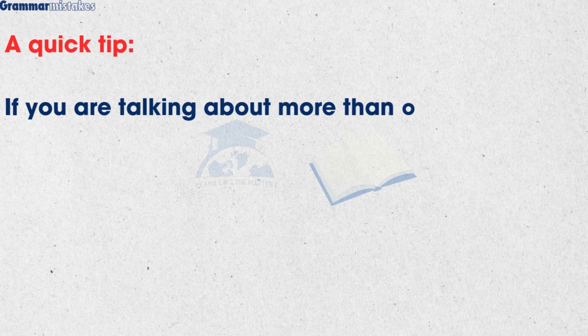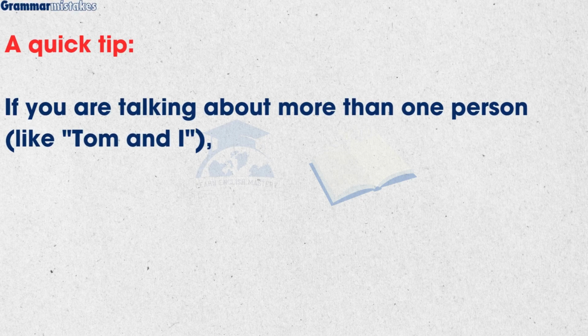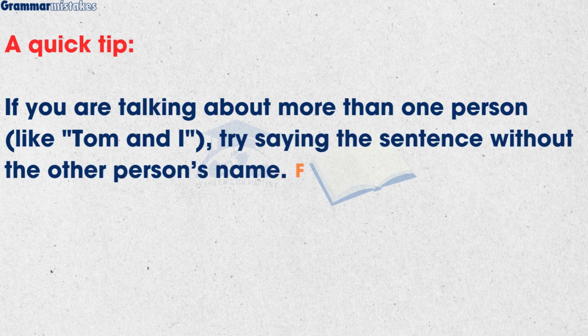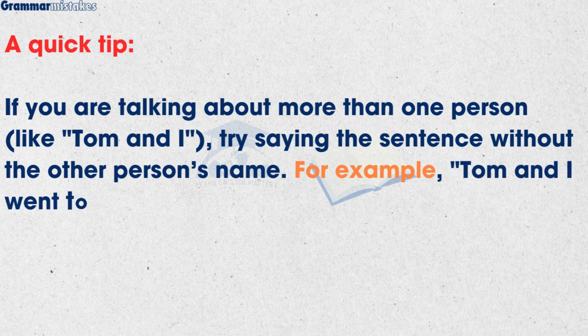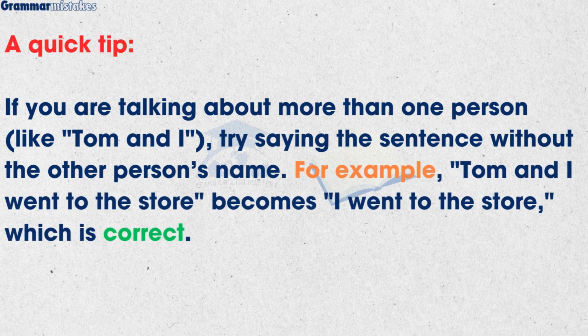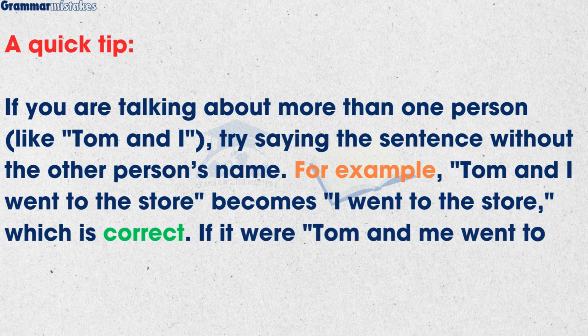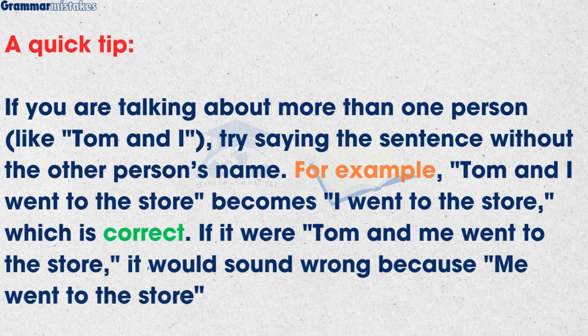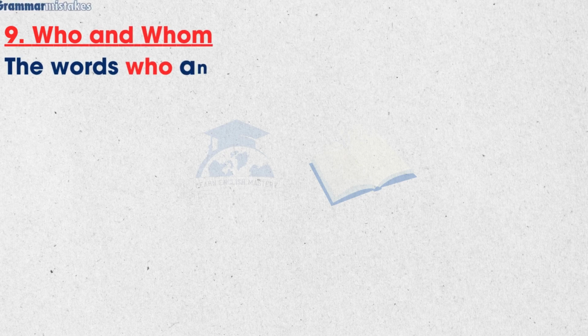A quick tip. If you are talking about more than one person, like Tom and I, try saying the sentence without the other person's name. For example, Tom and I went to the store becomes I went to the store, which is correct. If it were Tom and me went to the store, it would sound wrong because me went to the store is not correct.